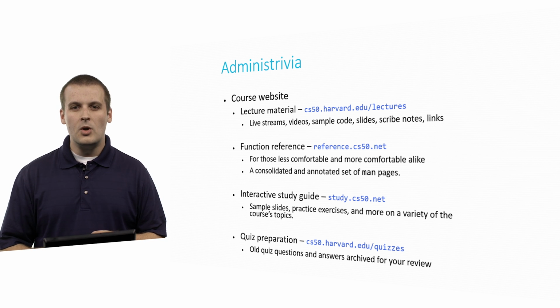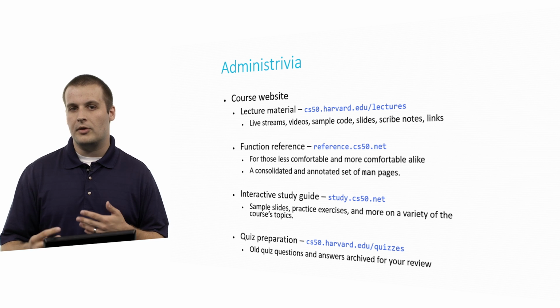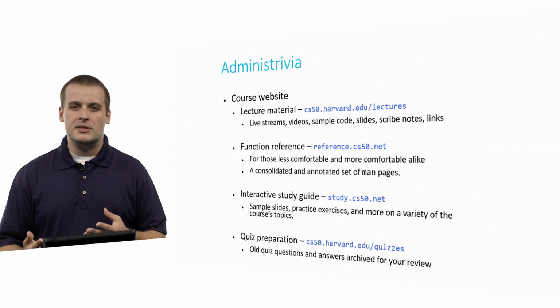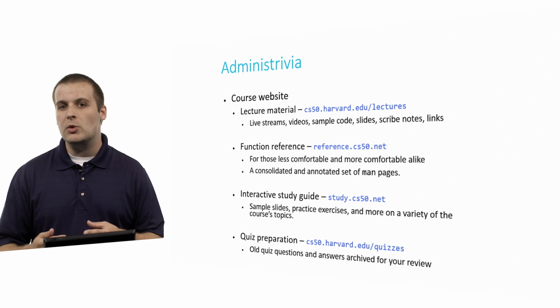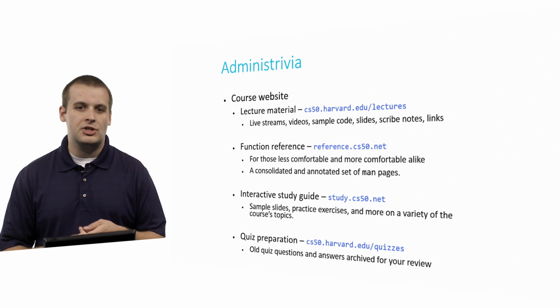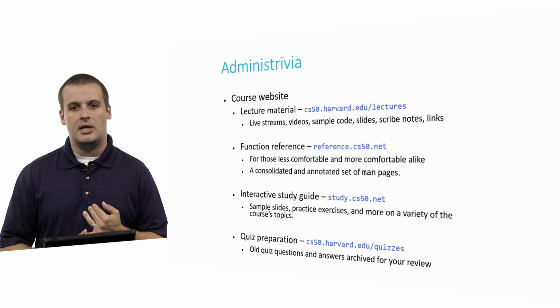We also have a wonderful function reference, reference.cs50.net, which is usable for those less comfortable and more comfortable alike. If you're familiar, the CS50 reference is an annotated set of man pages, man being the shorthand way of describing a manual page, which is built into Linux and gives programmers a reference to the functions that they're using. Reference 50 has a reference for all of the C standard library functions in stdio.h and others you'll become familiar with as the course goes on, string.h, math.h, ctype.h, and so on.